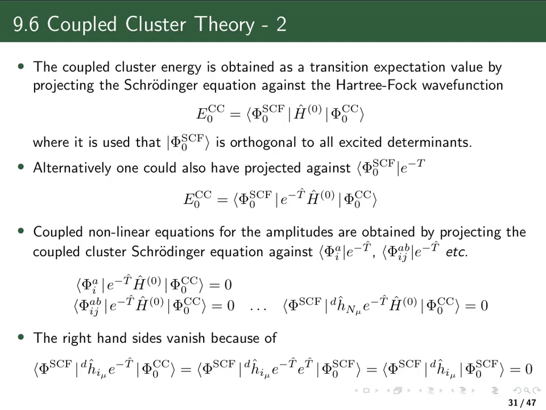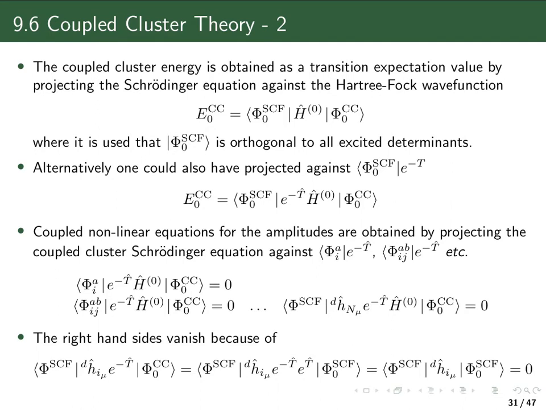We could also, and that's often more advantageous, project not just against the Hartree-Fock Slater determinant, but the Hartree-Fock Slater determinant where we have pre-multiplied with e to the minus T. So we pre-multiply the equation on both sides with e to the minus T and then project against the Hartree-Fock Slater determinant. This still gives just the coupled cluster energy.